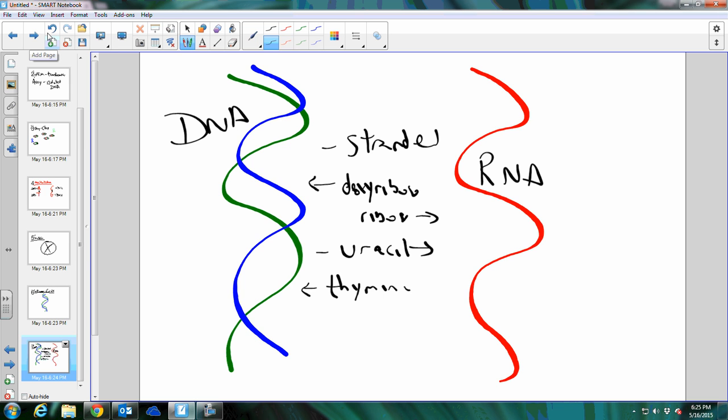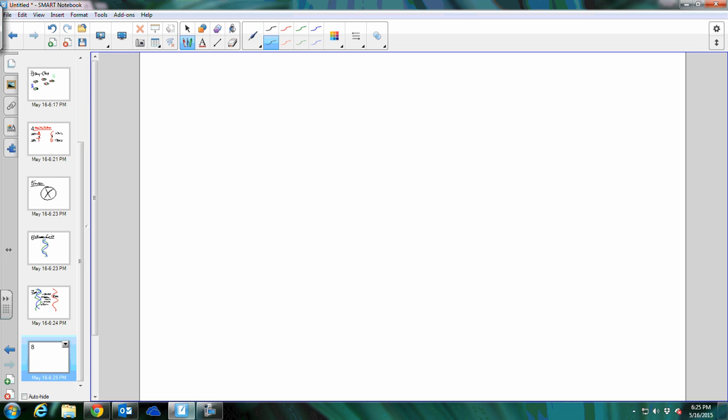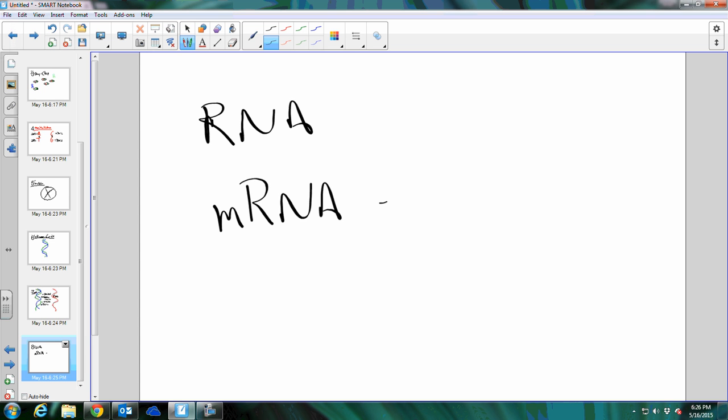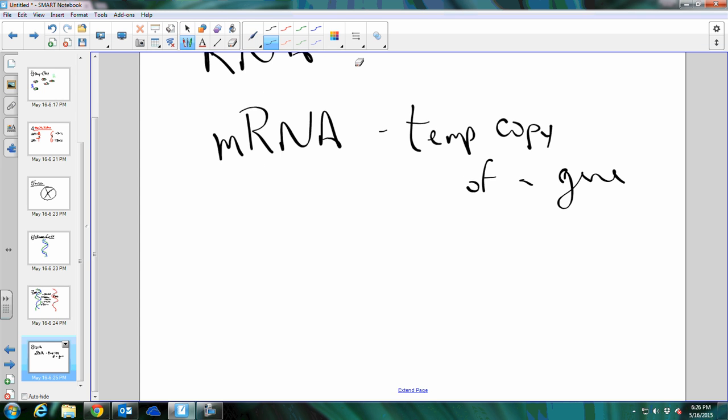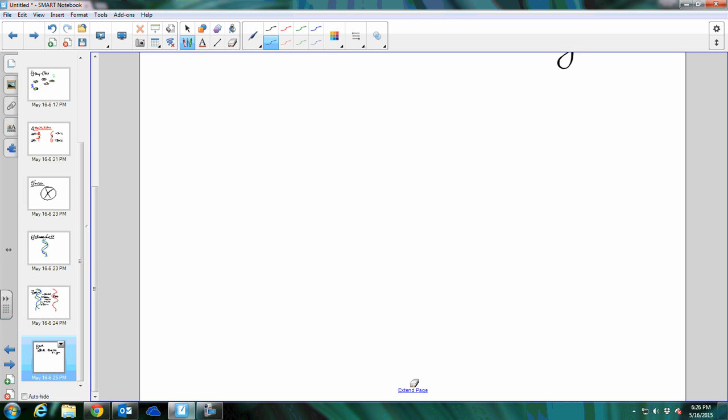And there are three kinds of RNA that we're going to look at. First is messenger RNA. The messenger RNA is a temporary copy of a gene. All RNA originates from DNA, but messenger RNA has a particular role in protein synthesis, whereas it just lasts long enough to be translated into a protein and is then degraded.